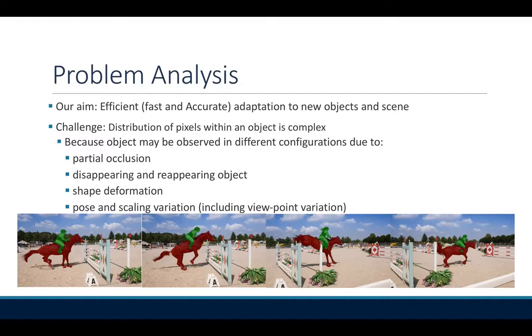Now let us try to analyze our problem. Here, our aim is fast adaptation, but the main challenge is that the object distribution is complex. This is because the object may be observed in different configurations. Prototype based approach cannot handle such complex distribution, and nearest neighbor based approach is slow.